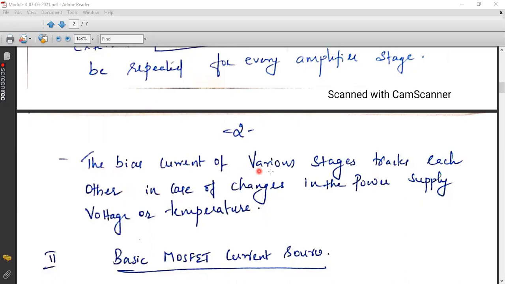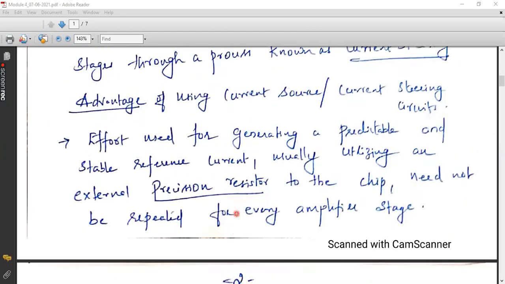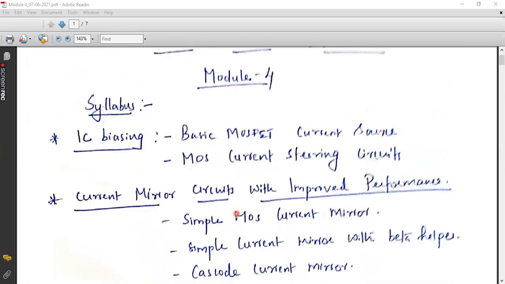That is, the bias current of various stages tracks each other if there are any changes due to power supply variations or temperature variations. So these are some of the advantages of using the current source and current steering circuits. And why do you require a current source and current steering circuit, students? In order to go for biasing in an integrated circuit.